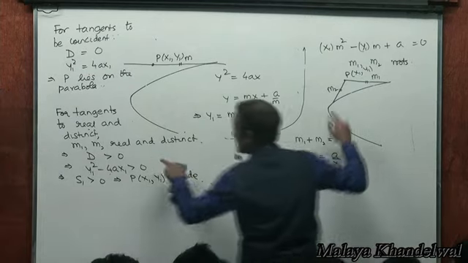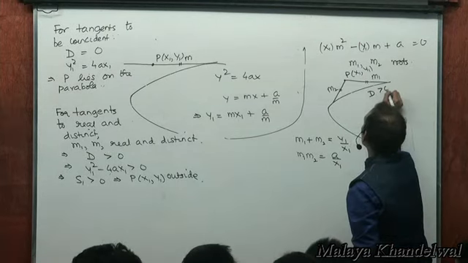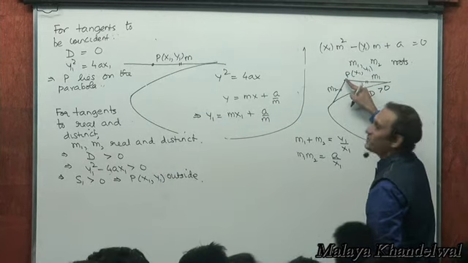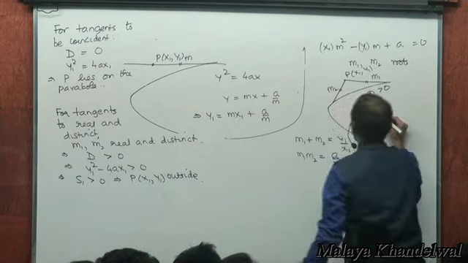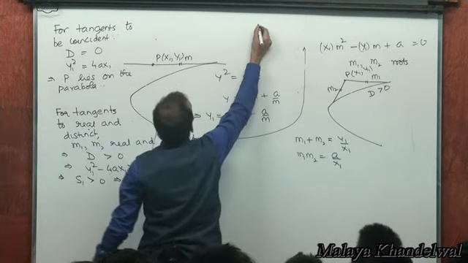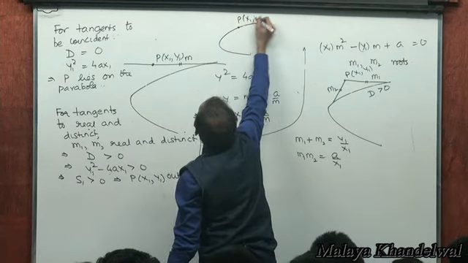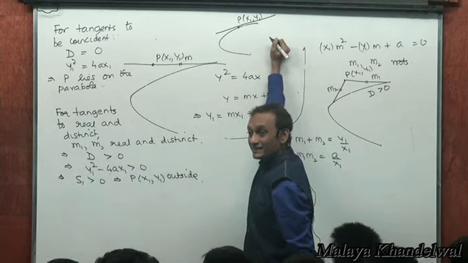See, this case, D greater than 0, is this case, isn't it? D greater than 0. For tangents from x1, y1 to be real and distinct, P must be outside the parabola, as you can see here, right? If you have a point P on the parabola, then the tangents drawn would be coincident and real, right?